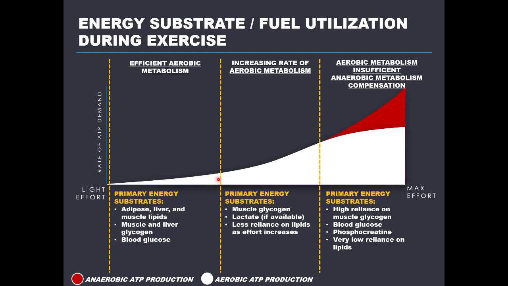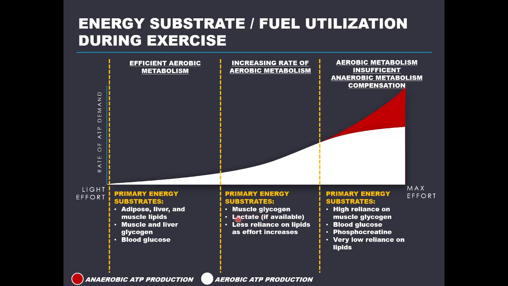So you can utilize all these different fuel sources. As you increase intensity into this zone right here, still pre-anaerobic threshold, but increasing exercise intensity, as we discussed before, there's a little bit of a shift in the preferred fuel or energy substrate. So muscle glycogen, this is localized carbohydrate stores already stored within the muscles. This is one of the preferred fuel sources as you increase your workload. So increase the activity of the muscle and the rate of ATP demand. We can also utilize lactate if available.